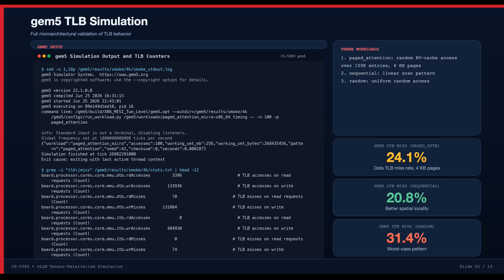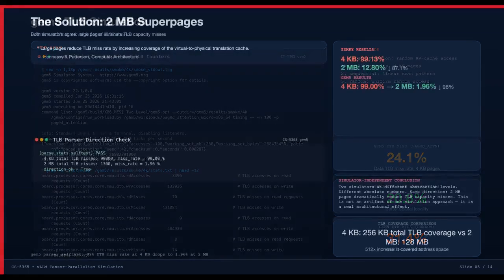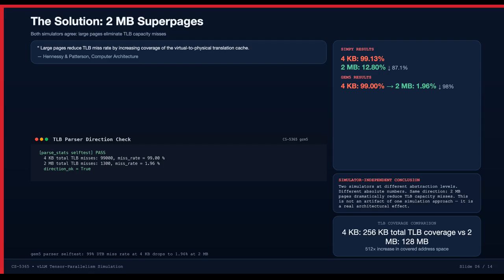And you might wonder why these numbers are lower than SimPy's 99%, and the reason that I concluded is, so essentially the numbers tell a pretty similar story, 87% versus 99%. The simulators act differently because they're modeling at different abstraction levels, but the direction is unanimous.